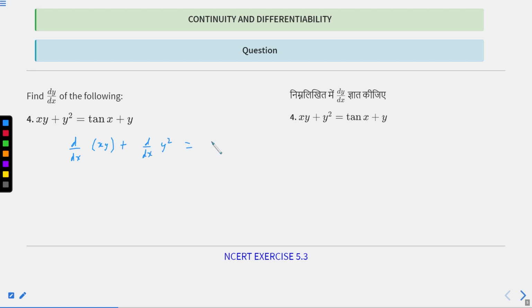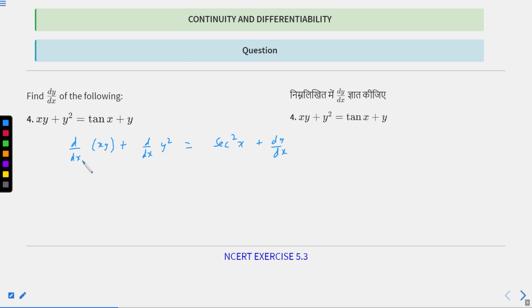Dy over dx, this will be 10x, whose derivative will be sec square x if you remember, and this will be dy over dx. Okay, why? Because the derivative of y is 1 multiplied with dy over dx. That's why I simply wrote, whenever you see y, just write dy over dx. The logic is the same. You first differentiate with respect to y, and what you get is 1 multiplied with dy over dx.